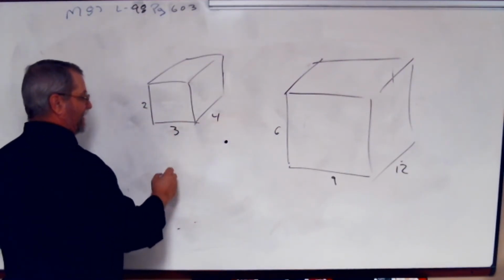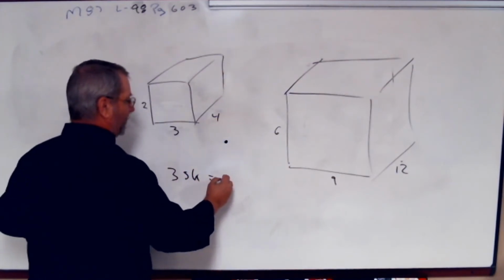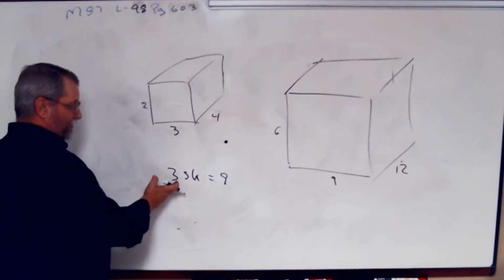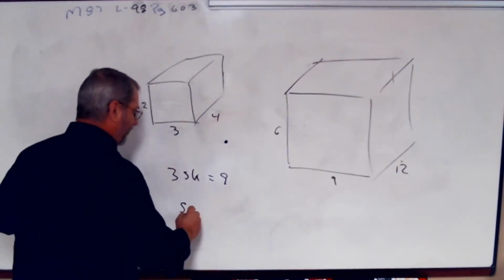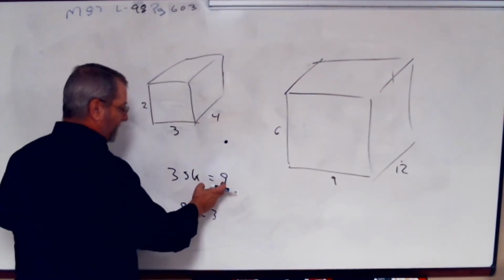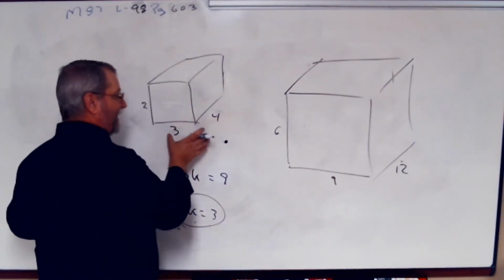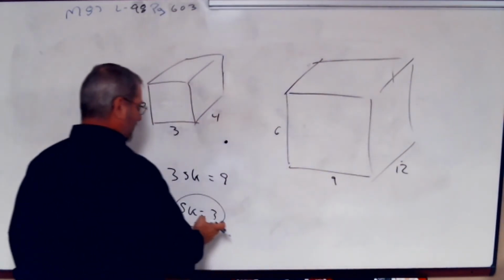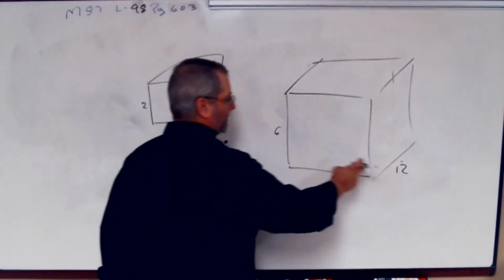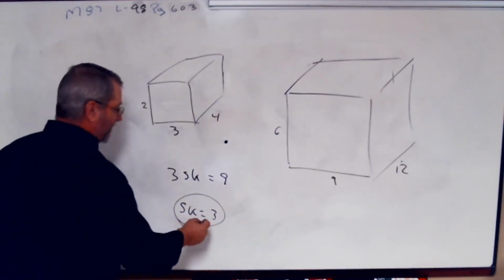So let's take this here. 3 times scale factor equals 9. I'm going to go from here to here. Okay, so what I do is I divide by 3. So the scale factor equals 3. This divided by 3 is 1. This divided by 3 is 3. So the scale factor, the measurement from here to here is times 3. 2 times 3 is 6. 4 times 3 is 12. Do you see that? Okay, so our regular scale factor here.